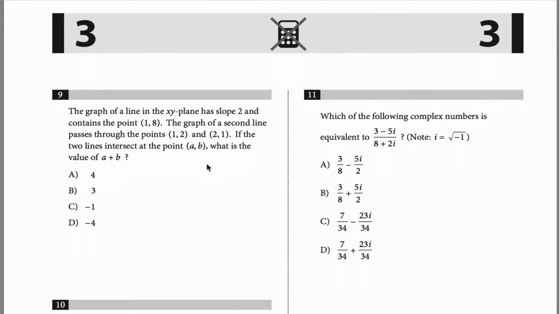Number 9, the graph of a line in the xy plane has a slope of 2 and contains this point. The graph of a second line passes through these 2 points. If the 2 lines intersect at this point, what is the value of a plus b?